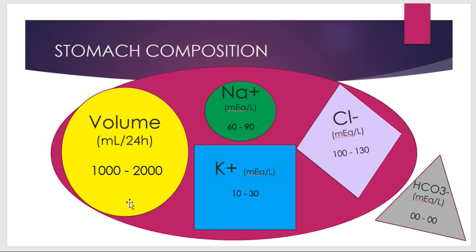Volume again raised, 1500 ml average, 1000 to 2000 ml range in 24 hours. Sodium decreased, less. Potassium increased. Chloride increased. Bicarbonates out when compared to bile and pancreatic secretion.